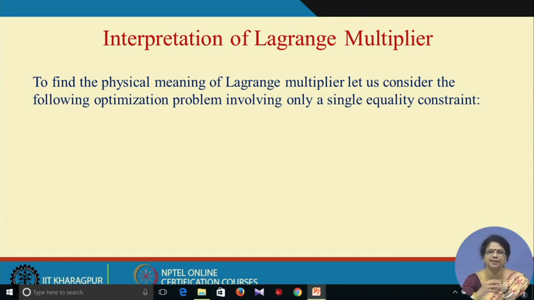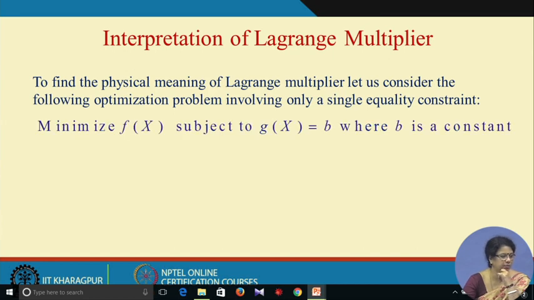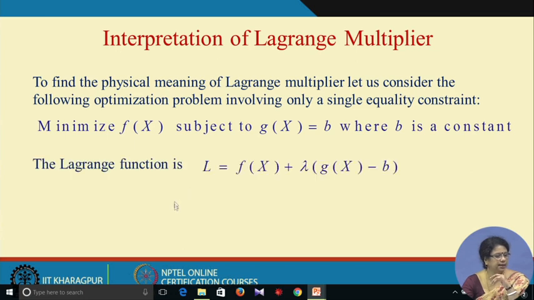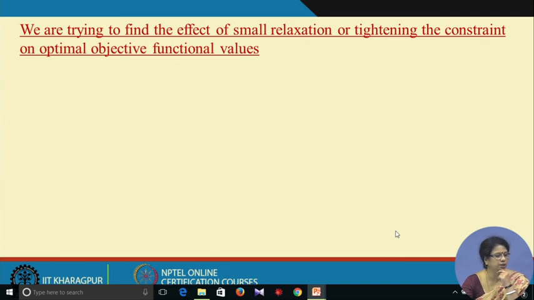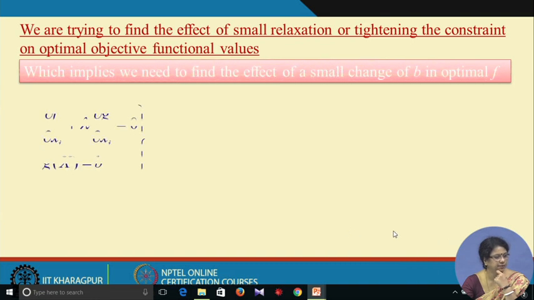But before that, I want to tell you what is the physical significance of the Lagrange multiplier. Just to see, I am taking one simple problem, minimization of f(x) subject to g(x) equal to b, to explain the Lagrange multiplier. Then the Lagrange function would be this one. From there we can calculate the necessary condition as this one, alright.